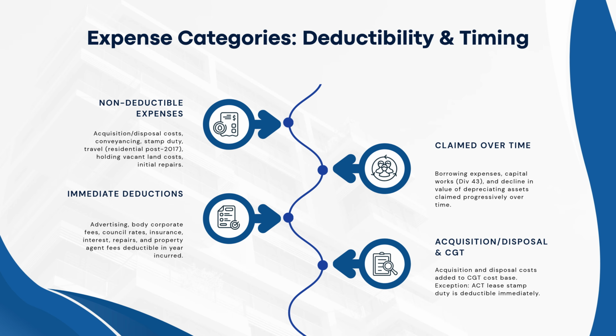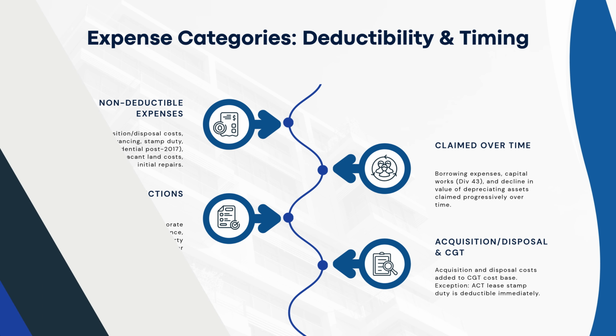Remember, while acquisition costs like purchase price and stamp duty cannot be claimed against rental income, they form part of the cost base for capital gains tax, reducing your capital gain when you eventually sell. The only exception to this is properties in the ACT under a 99-year Crown lease, where stamp duty is actually deductible.